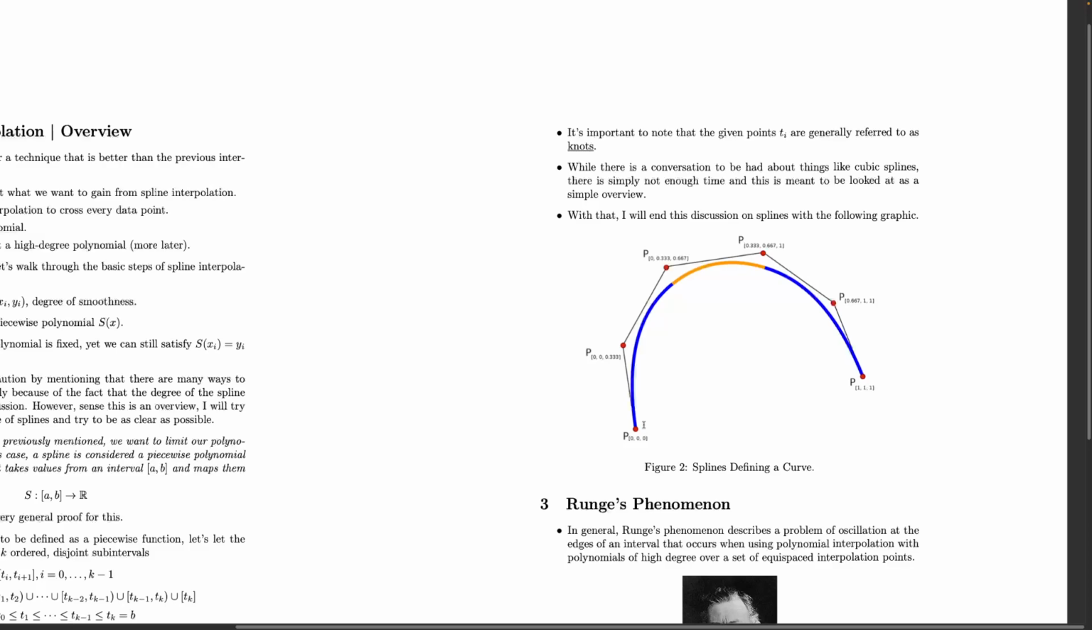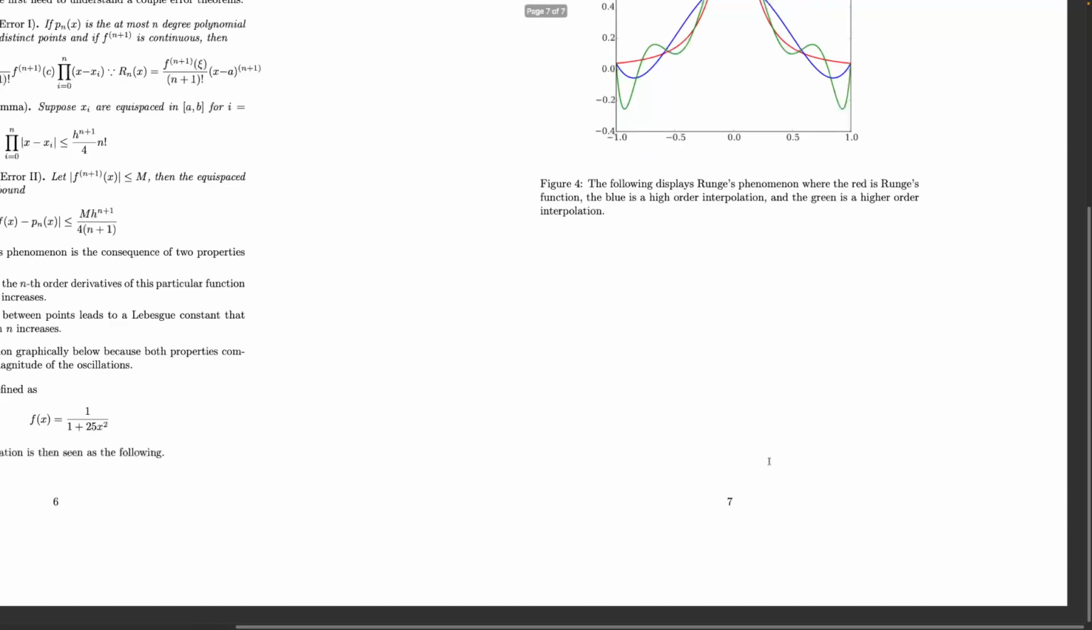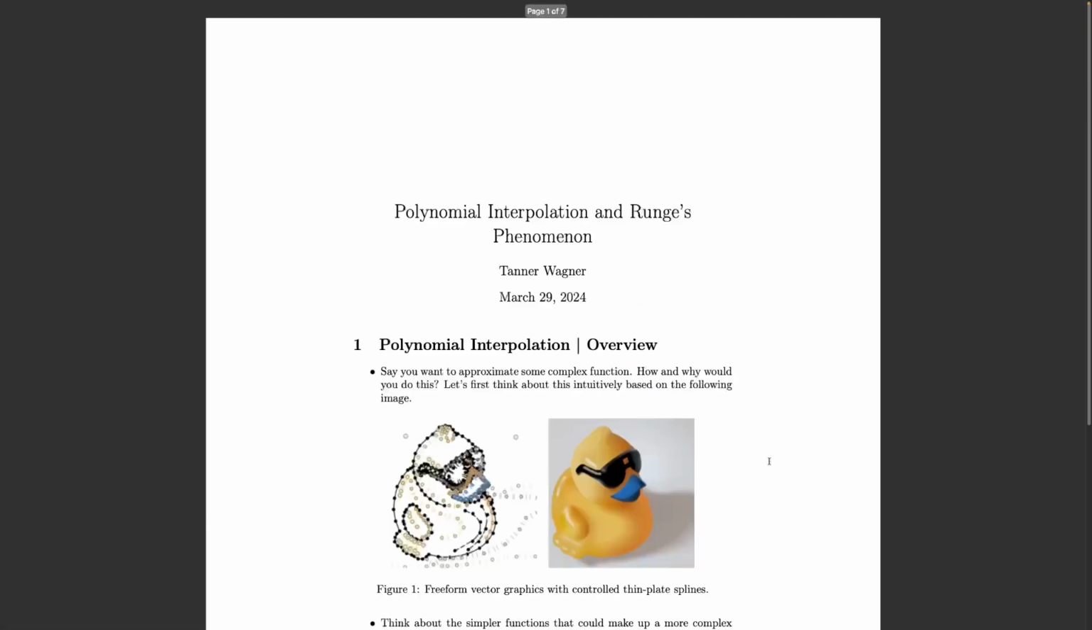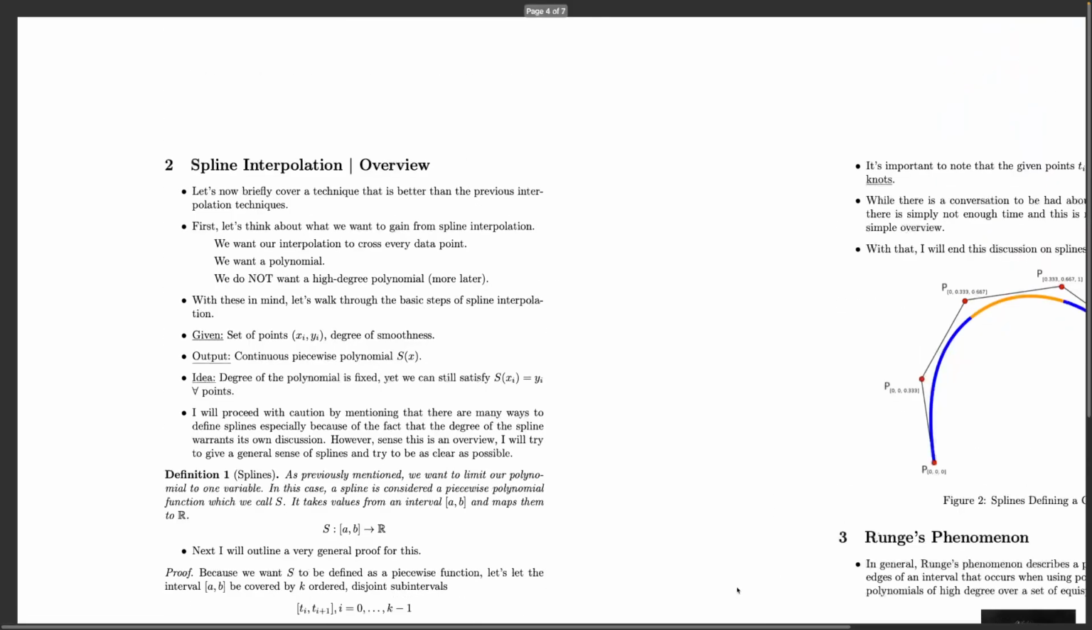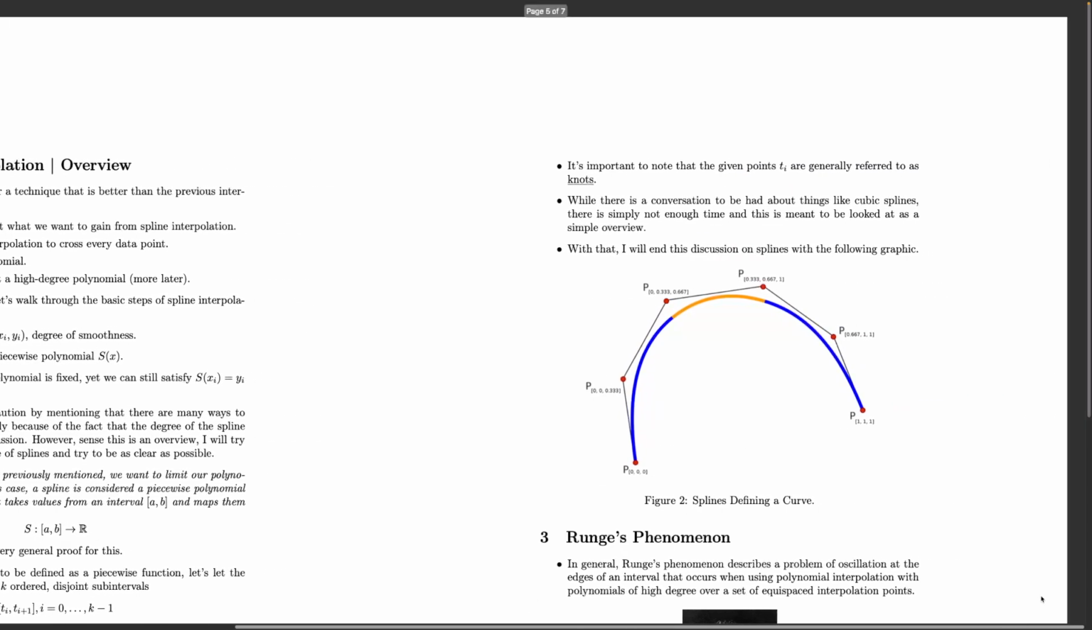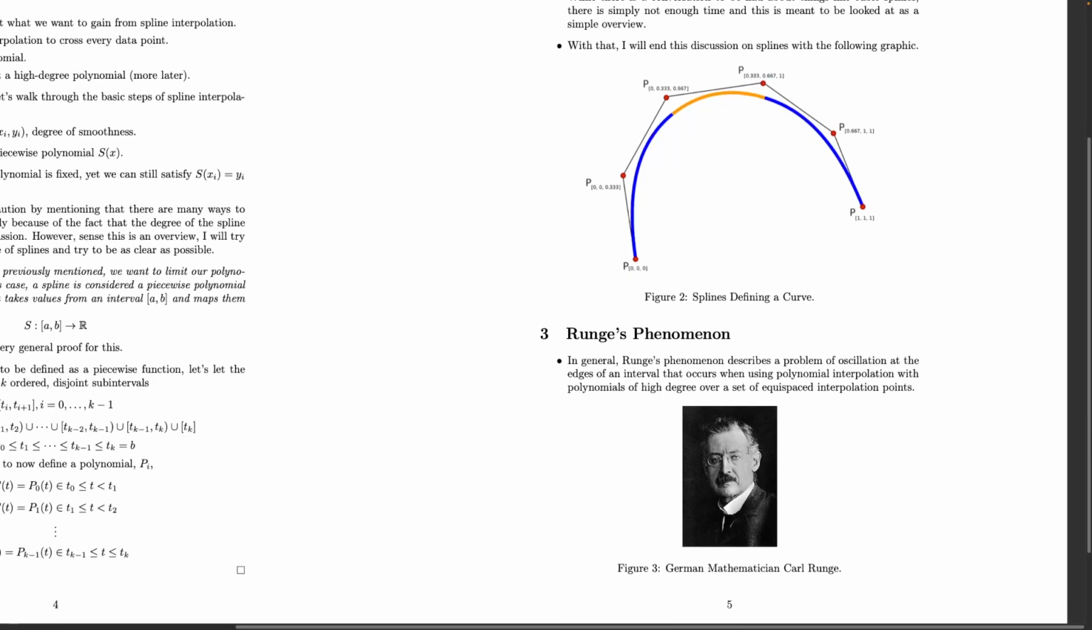So now I wanted to get on to Runge's phenomenon, which is a very cool issue that we see in numerical analysis. In general, Runge's phenomenon describes a problem of what we call oscillation at the edges or endpoints of an interval that occurs when using polynomial interpolation with polynomials of high degree over a set of equispaced interpolation points.